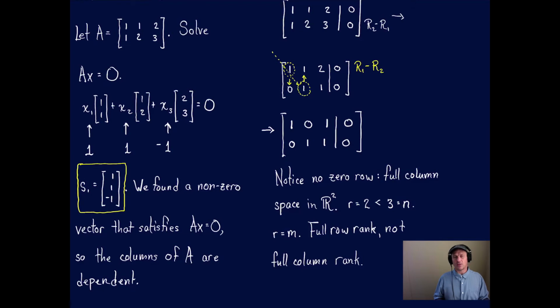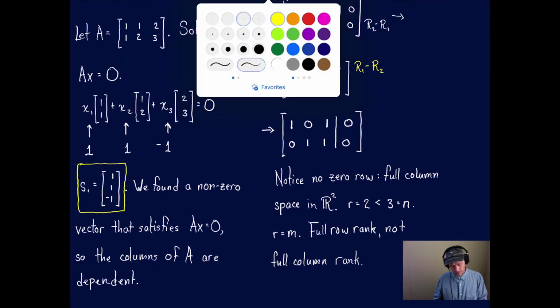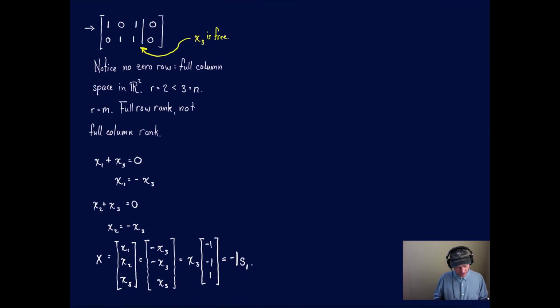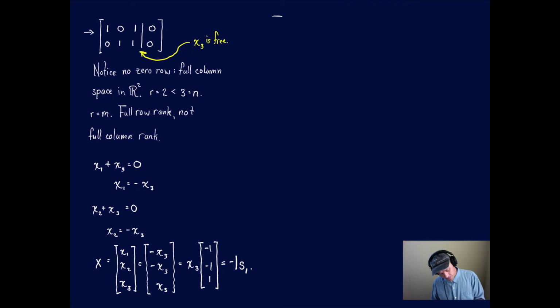Okay, so what did we find? We just found that the null space, this is another thing that this says. This says the null space of A is more than the 0 vector. Okay, is more than the 0 vector. All right.